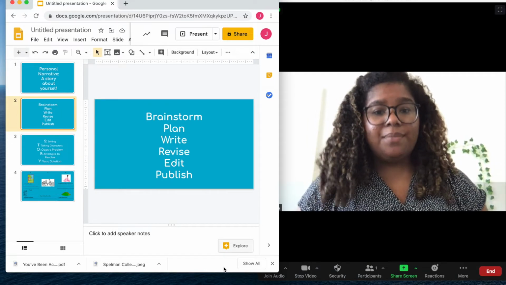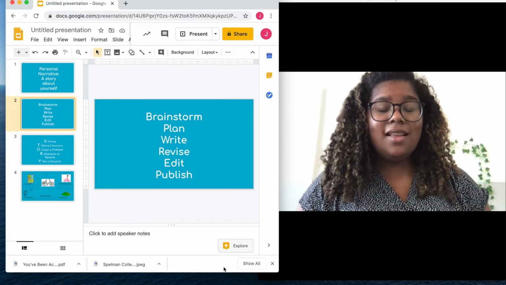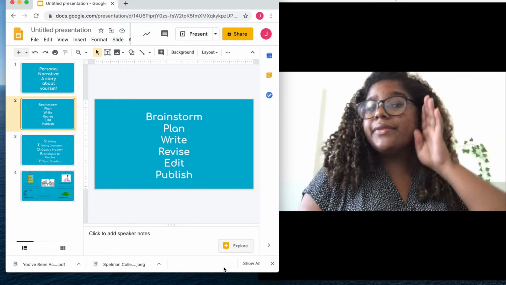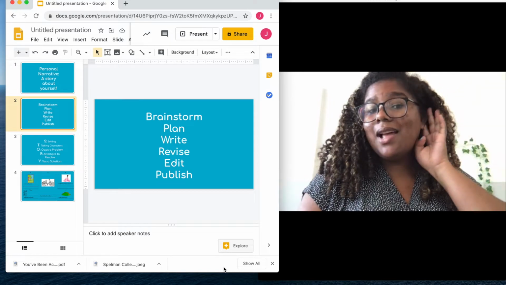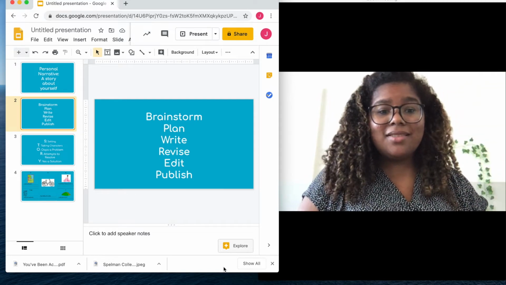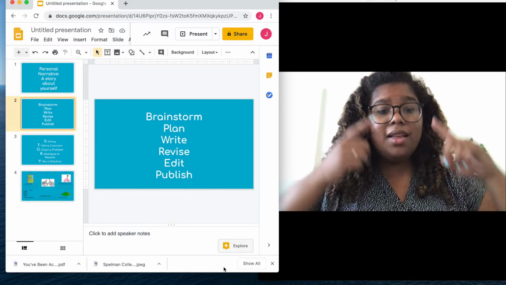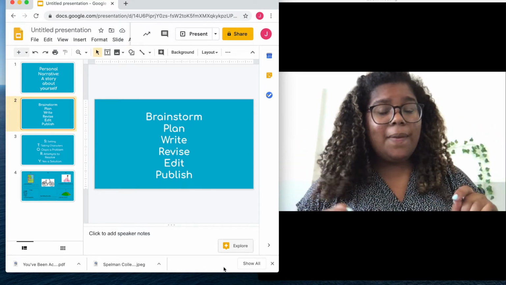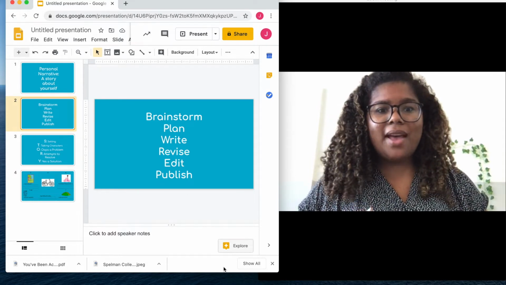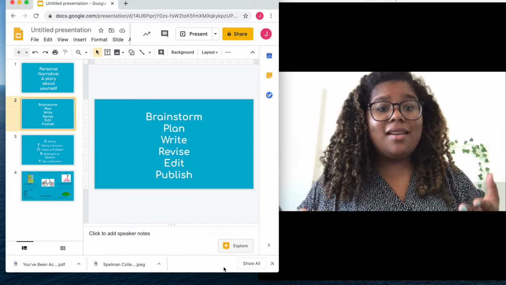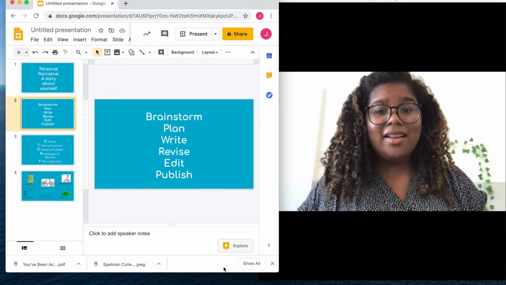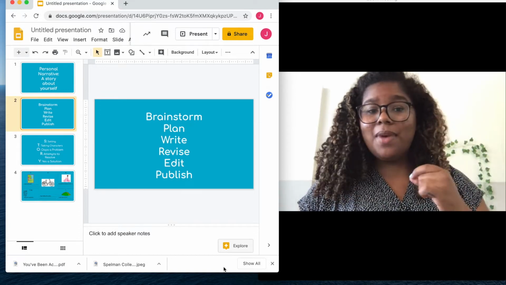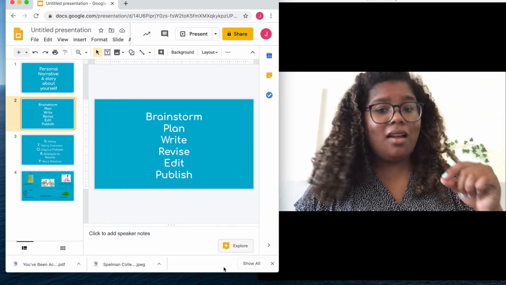There are steps when we're writing stories. This is called the writer's process. The writer's process goes like this. You brainstorm, that means you come up with a topic in your head. You plan it out, and that means maybe you use a story map or a story mountain to plan out what you're gonna write about. Then you write your story. That means you take your pen to your paper and you write it all out.